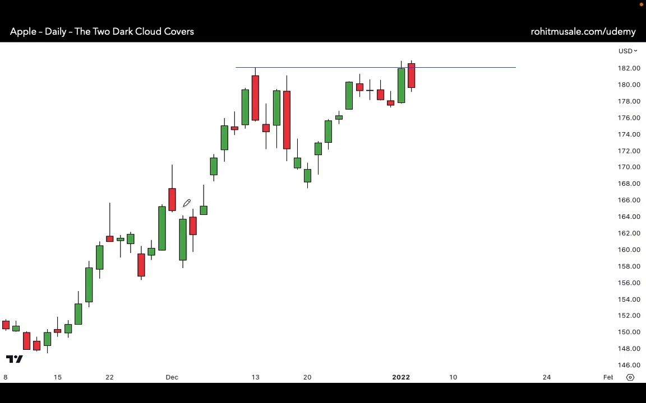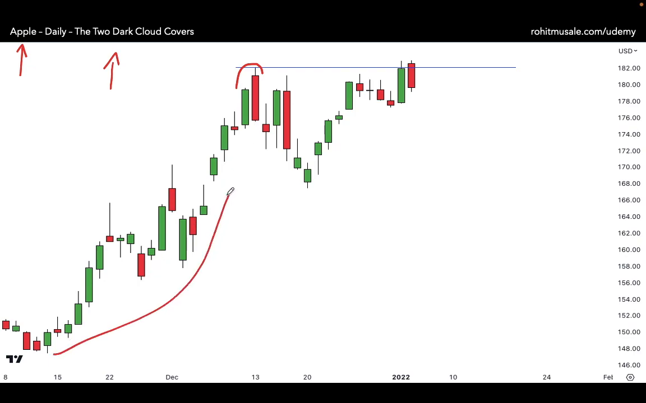So in this video, we will look at a couple of dark cloud covers, and this is a daily time frame chart of Apple company. What is a dark cloud cover? Have a look at this. That's a dark cloud cover.